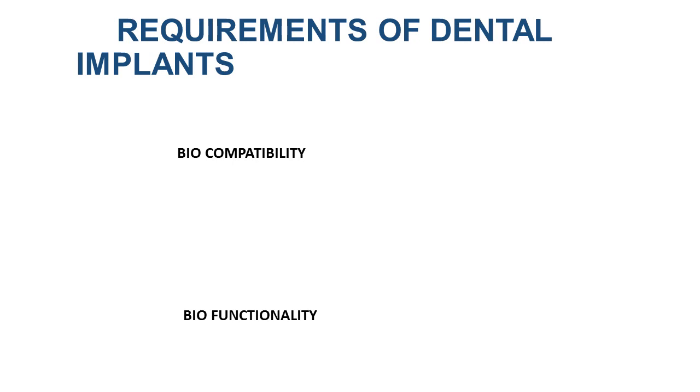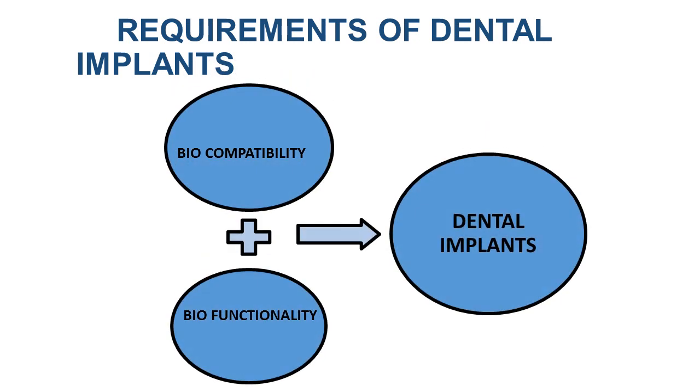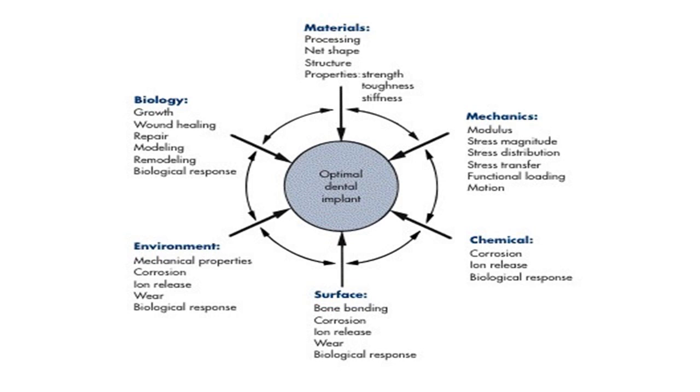So, what are the requirements of dental implants? Ideally, a dental implant should have biocompatibility and biofunctionality, and only then can it be termed a successful dental implant. Then, other factors are the biology, the wound healing, repair, modeling, remodeling, the mechanics, which include all the mechanical properties, the material processing, the shape, the design, the structure, the surface, how well it bonds to the bone, corrosion, ion release, wear, and chemical factors like corrosion, ion release, and environment. So, all of these properties together contribute to the optimal dental implant.